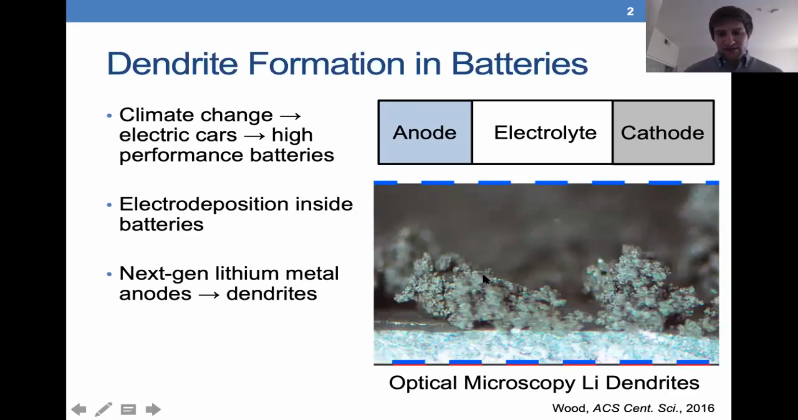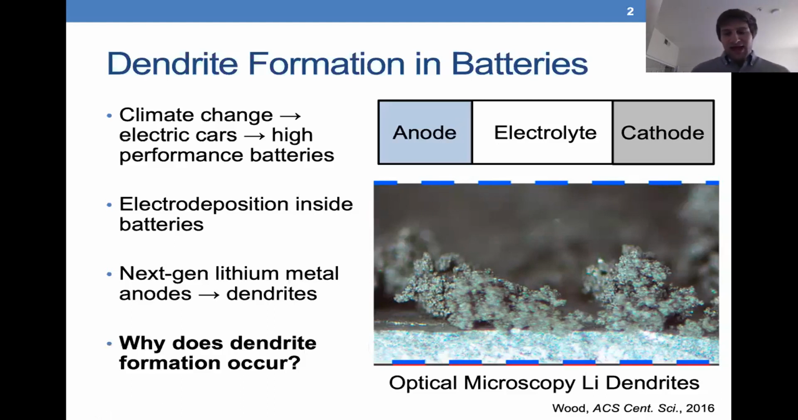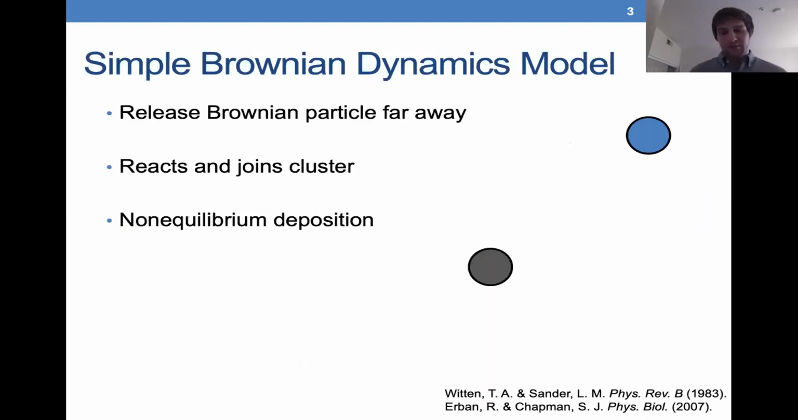So over here, we have an optical microscopy picture of dendrites that have formed on a lithium surface during electrodeposition. These dendrites form on the surface and they create all sorts of problems inside the battery. And so at a high level, we'd like to understand why does dendrite formation occur in this context. Now, that's a complicated question that many people are attacking from many different ways. But the way in which I approach this question is through the study of very simple models.